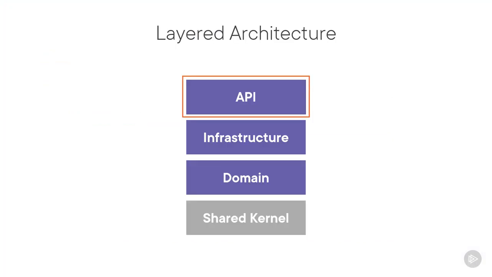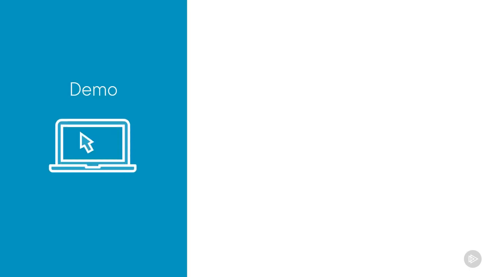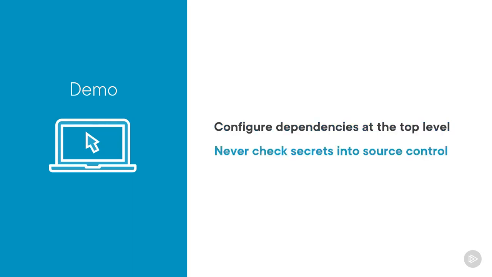Now Carlos is adding the API project to the solution. He's not yet focusing on adding controllers and endpoints. Right now, he just needs to configure dependencies at the top level. As he does so, he'll be adding a connection string to the configuration, and so he remembers to never check secrets into source control.